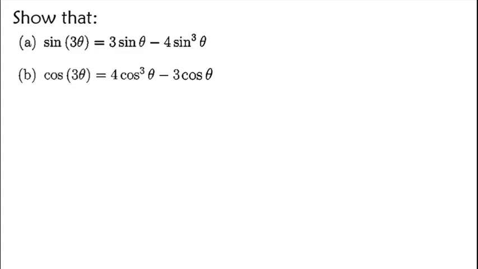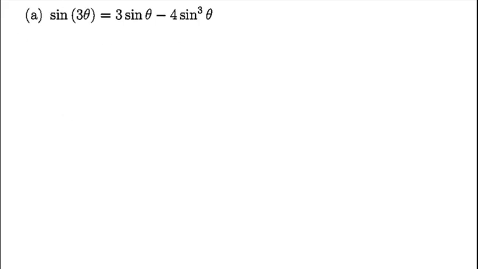Alright, so how can you show that sine 3 theta is equal to 3 sine theta minus 4 sine cubed theta, as well as cos 3 theta is equal to 4 cos cubed theta minus 3 cos theta. Alright, so for the first one, we're actually going to be working with the left hand side, not the right. So let's pick up the left hand side.